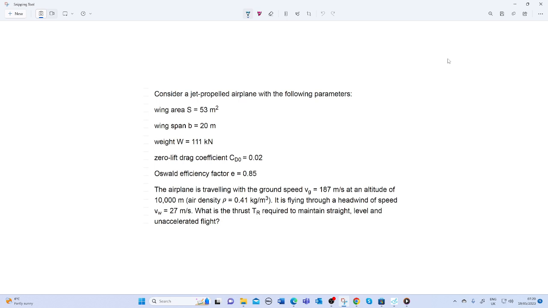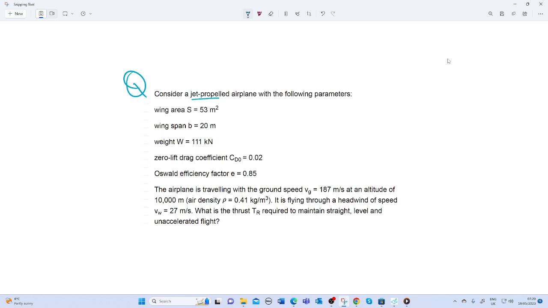Today we have this peculiar question bordering on the jet-propelled aircraft and how to calculate its thrust. Now, let's read through the following question we have.